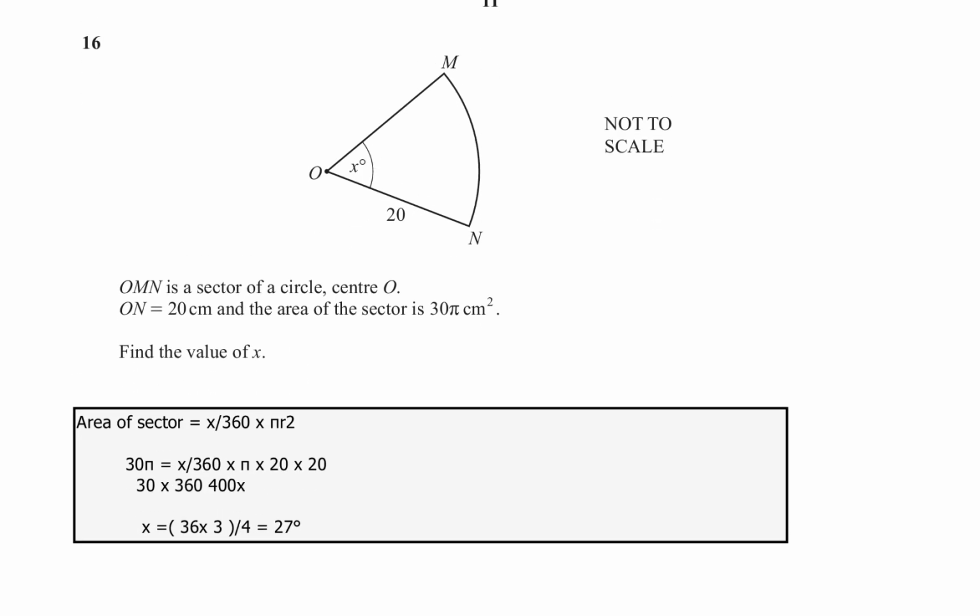Okay, OMN is the sector of the circle center O. The diagram is not drawn to scale. ON is the radius, which is 20 centimeters, and the area of the sector is given to be 30 pi centimeter square. Find the value of x.